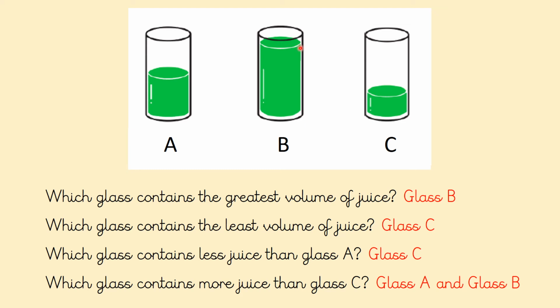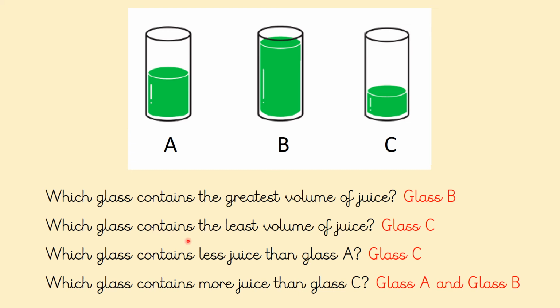For the next question, which glass contains the least volume of juice? It's the opposite, really, of that first question. We're looking for which glass has the least liquid, so the line of juice goes the lowest. And that is glass C. The line, if we look at the bottom of this curved line, if I go across as straight as I can, you can see that it doesn't go anywhere near as high as in glass B. I'm trying to stay as straight as I can. In glass A, it still doesn't go as high as the green juice does there. So glass C has the least volume of juice.